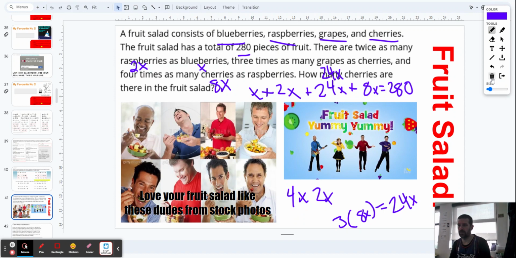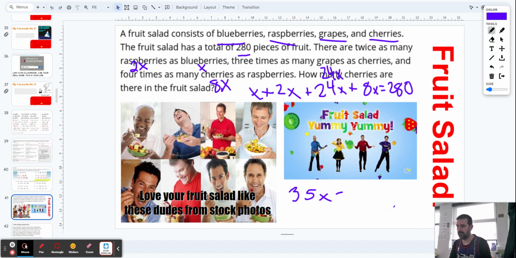Okay, I got to make some more room here. What can I erase down here? So now we've got 35x equals 280. So we got 35x, which is just adding up all those like terms, right? All those x's. 35x equals 280.